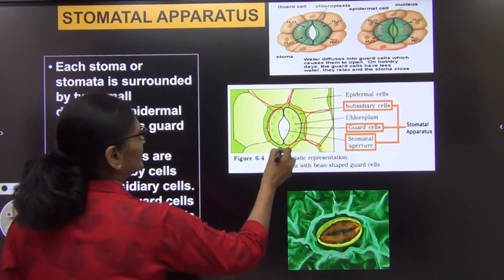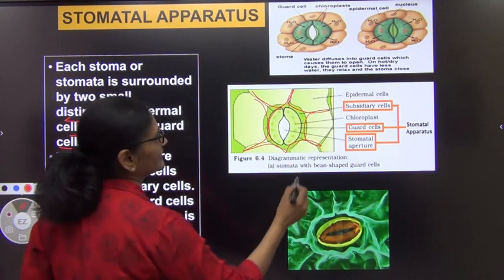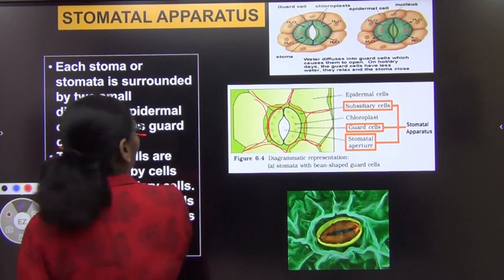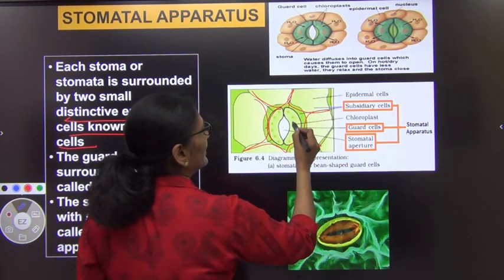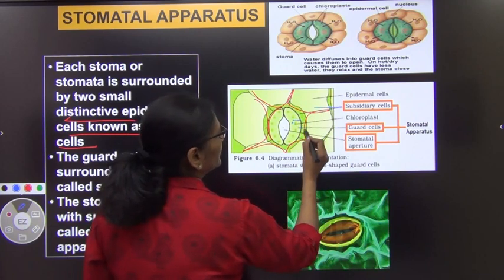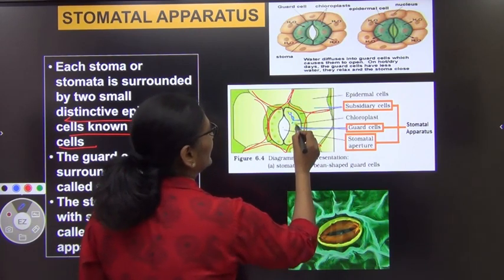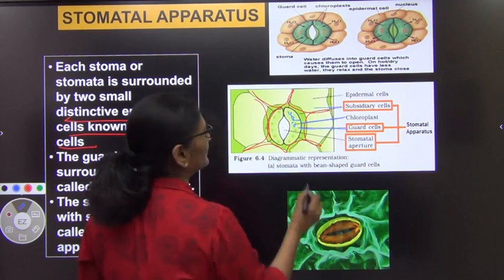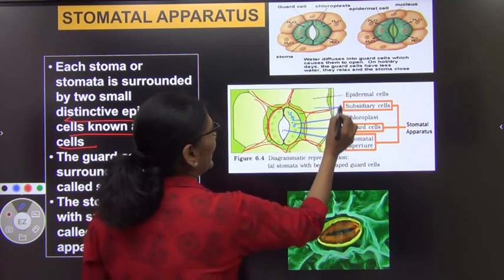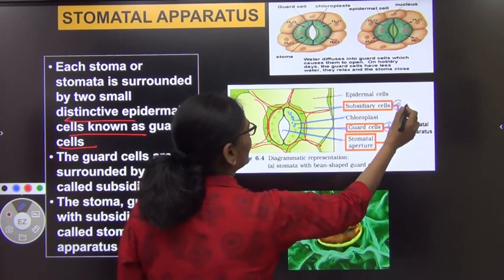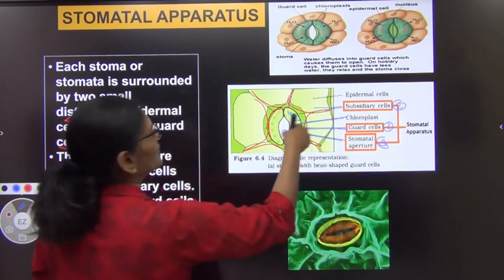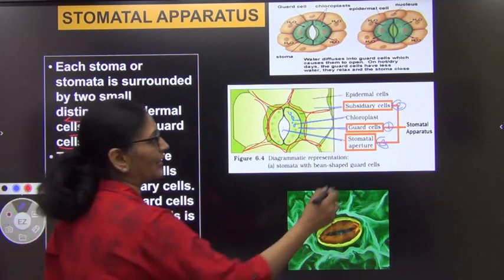Now these epidermal cells are called subsidiary cells. You can see I have done the labeling over here. This surrounding cell is the subsidiary cell. This is your guard cell. This guard cell is the only cell of the epidermis which has chloroplast. This is the stomatal aperture, and the entire structure which includes the guard cell, the subsidiary cell and the stomatal aperture, together is called the stomatal apparatus.